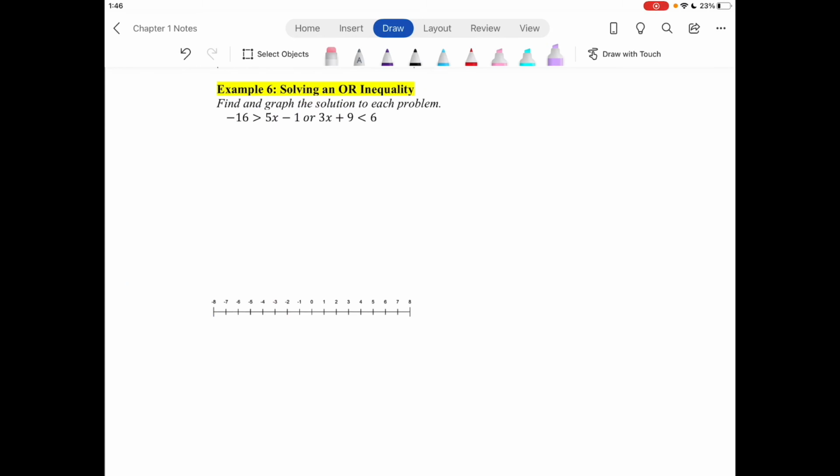When it comes to solving an OR inequality, we're going to treat it the same way. We're going to solve each inequality separately, then graph the solution. On our first one, we again need to add 1 to both sides. So we're going to have -15 is greater than 5x, divide by 5, and -3 is greater than x. Or we could write this around as x is less than -3. With our second inequality, we need to subtract 9 from both sides. So 3x is less than -3. Divide both sides by 3. So x is going to be less than -1.